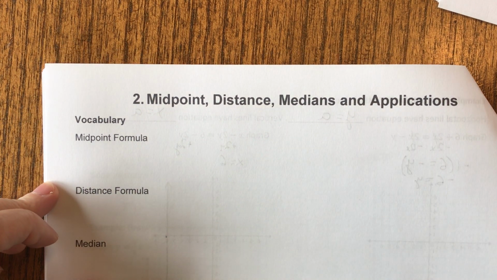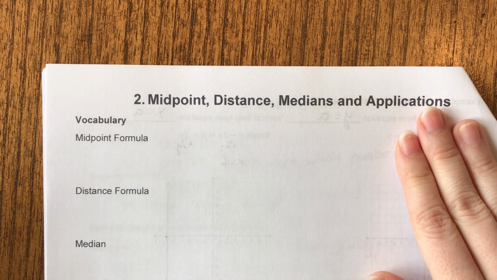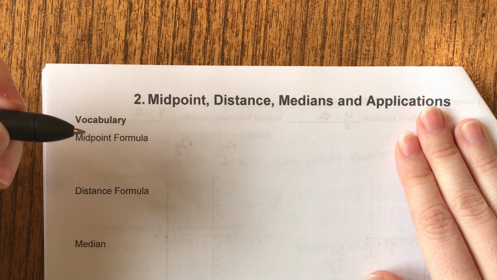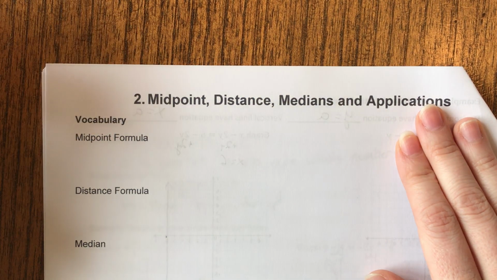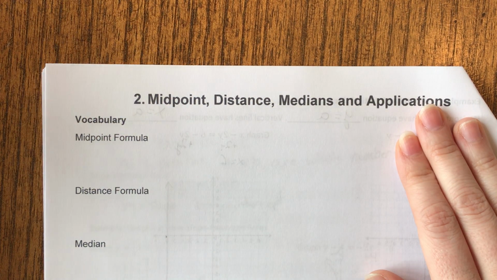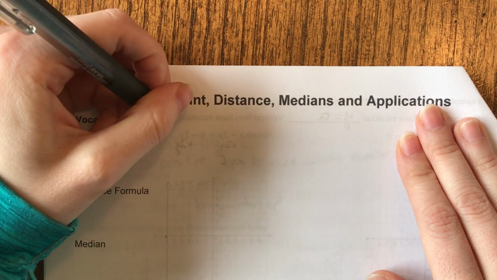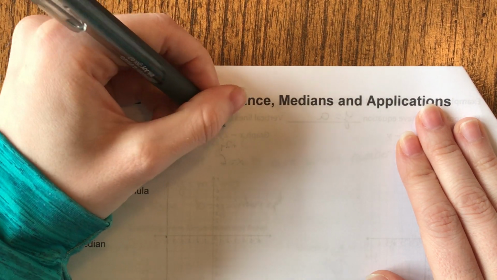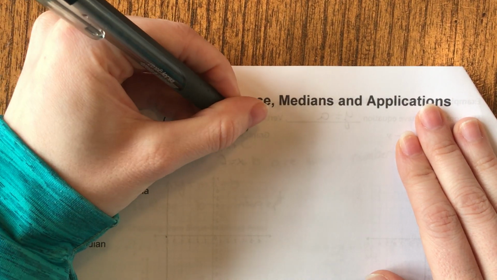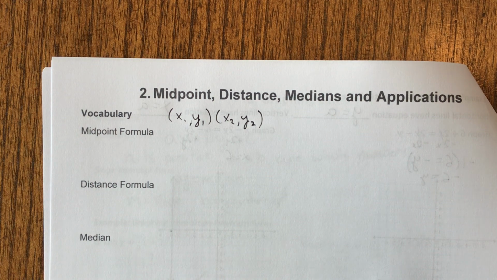So we've got some vocab. The first two are just formulas. We know these formulas already. So for both the midpoint and the distance formula, you're given 2 points to start out with. We're finding the midpoint between 2 points, or we're finding the distance between 2 points. So we've got the point x1, y1, and we've got the point x2, y2. So both the midpoint and the distance formula are based off those 2 points.